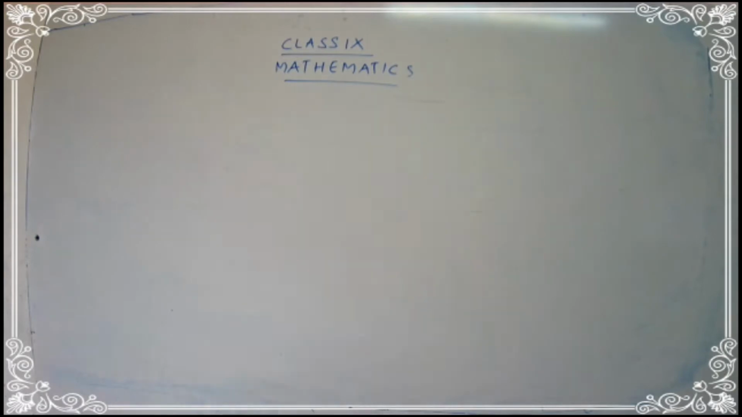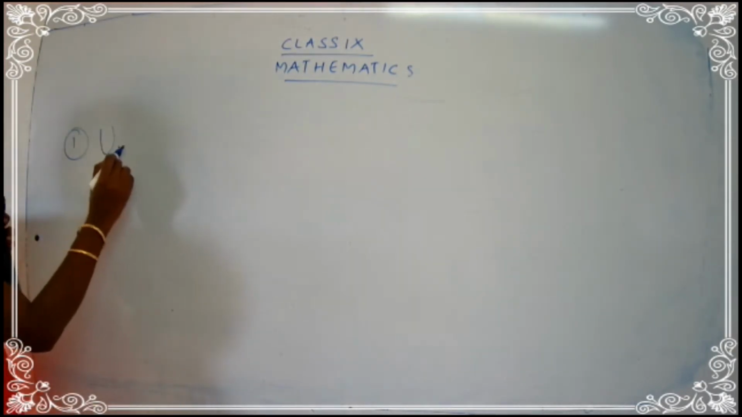In the previous class, we started with exercise 1.3. What have we done in our previous class, children? Just recollect the things that we have done. We have seen some of the set operations. What were the set operations? The first one was union of sets.